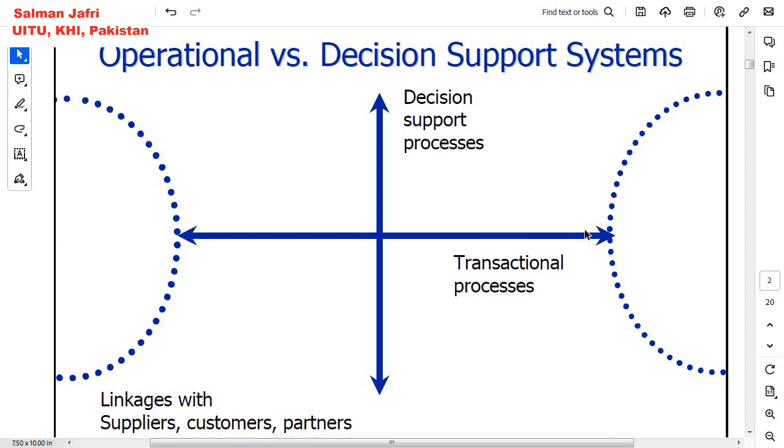Okay. For example, if I'm buying something from Amazon, or if I'm buying something from Daraz, I'm having a direct transaction with the supplier, which is Amazon or Daraz for that matter. But decision support processes or decision support systems, on the other hand, do not directly interact with the suppliers, customers or partners. They rather interact with the data that has been created, the transactional data that has been created by these transactional processes, also termed as historic data previously.